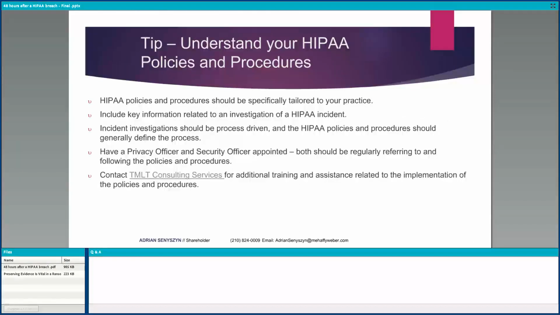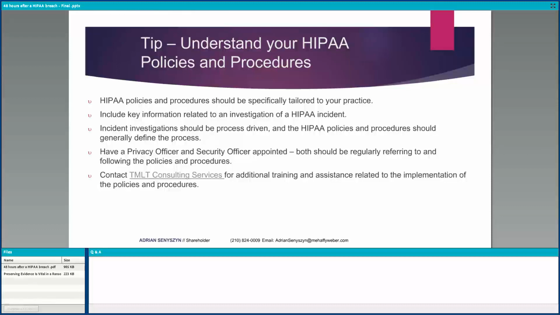And that leads us into our next slide. The tip is really understand your policies and procedures and make sure they are drafted specifically tailored to your practice, and have a process-driven tailoring to them as well. I know there's a wonderful set of policies and procedures that TMLT offers, and Kathy can tell you more about those.